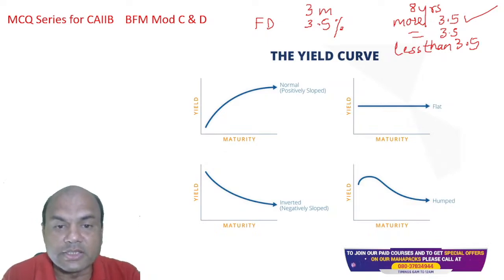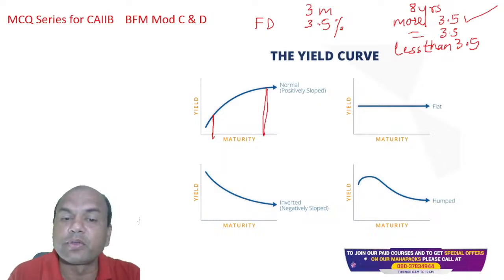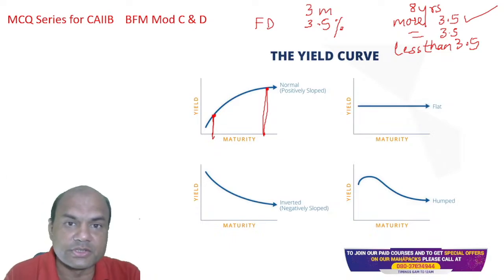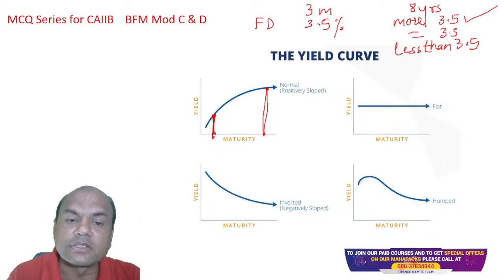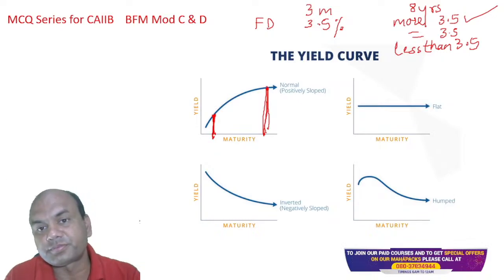Now look at this curve. This is the maturity period and this is the yield. This is 3 months over here and this is 10 years or 8 years over here. So the rate of interest over here is higher and over here it is lower. Now apply the same logic to bonds. Bonds with lower maturity will have lower interest, and bonds with higher maturity will have higher interest. This is a normal yield curve.